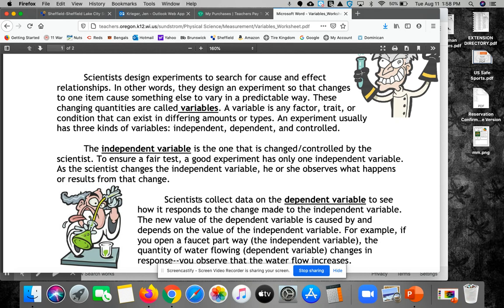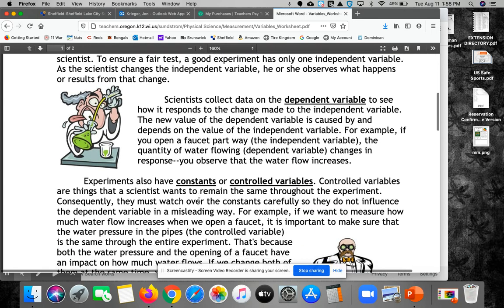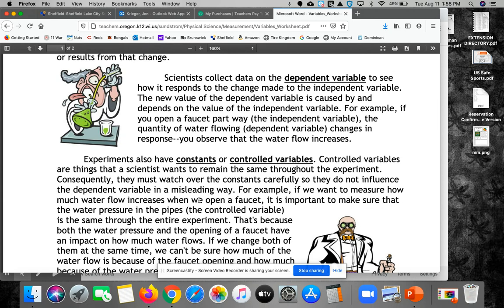The independent variable is the one that is changed or controlled by the scientists. To ensure a fair test, a good experiment has only one independent variable. As the scientist changes the independent variable, he or she observes what happens or results from the change. Scientists collect data on the dependent variable to see how it responds to the change made to the independent variable. The new value of the dependent variable is caused by and depends on the value of the independent variable.